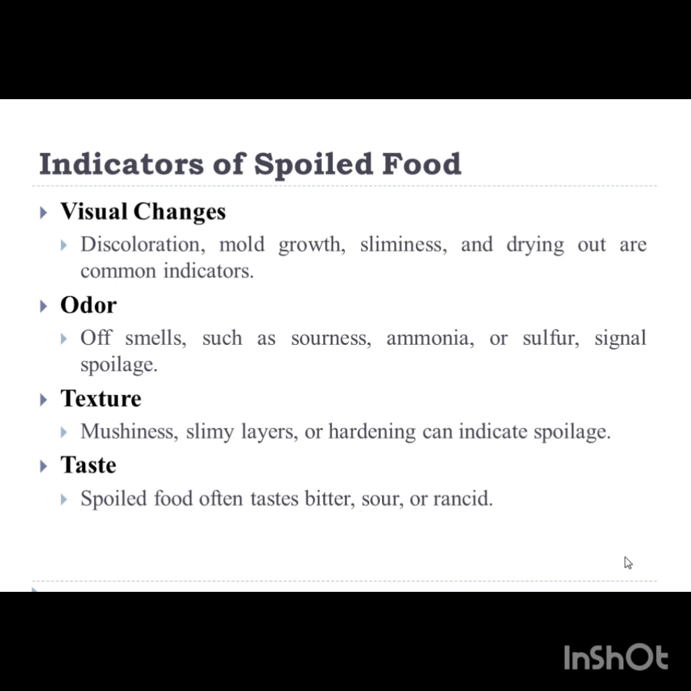Now when we talk about the indicators of spoiled food, it will be visual changes. You can see that there is either presence of microorganisms or sliminess or drying out. There may be odor, the texture may be different, as well as the taste is always different. But the first three categories are most important. If you have confirmed that it is spoiled, it is better not to taste and do the checking.